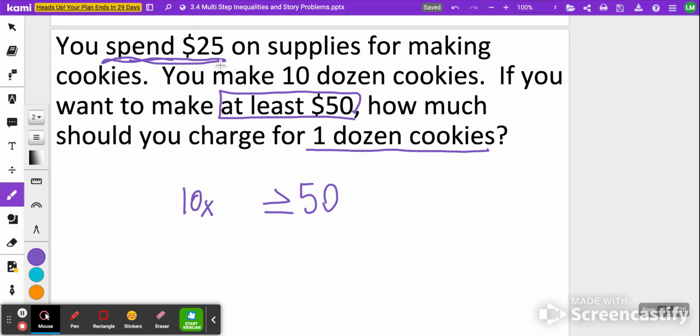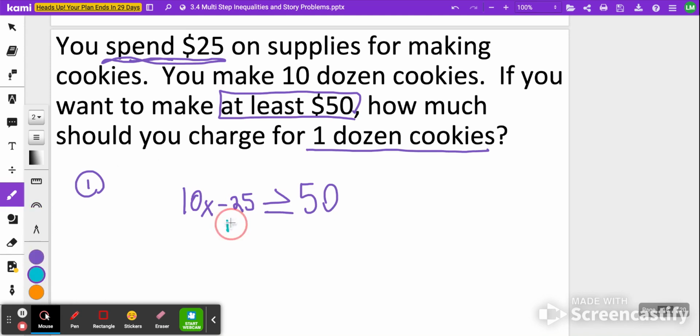And then I'm going back to the very beginning. It said I spent $25 on supplies. So that means I automatically should see a minus 25 in my inequality. So step one is this. 10 times x, meaning my 10 dozen cookies times how much, minus 25 to make at least $50 from this. That's why I see the greater than or equal to 50 all by itself.